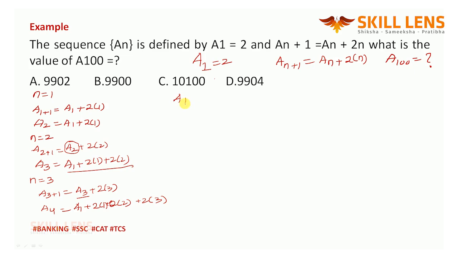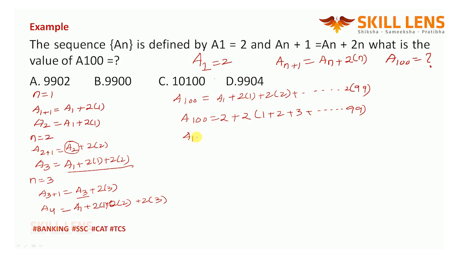So when it is A100, then you can write till where? A1 plus 2 into 1 plus 2 into 2 and so on till where? 2 into 99. Yes or no? When A100, A1 is what? 2. Let's take 2 common here. What's happening here? 1 plus 2 plus 3 plus so on up to 99. So what do you want? A100. Keep this 2 like that. 2 into, this is what? Sum of n natural numbers.